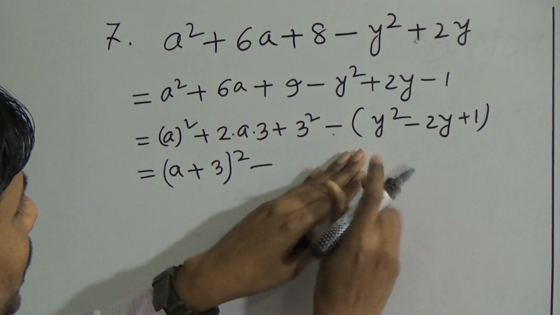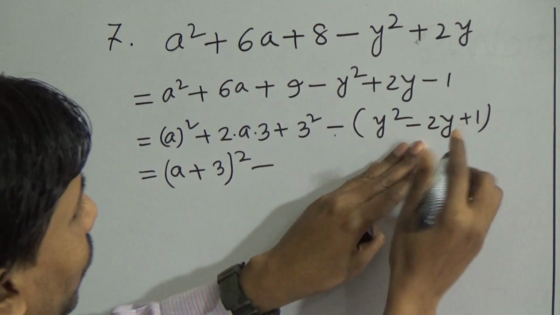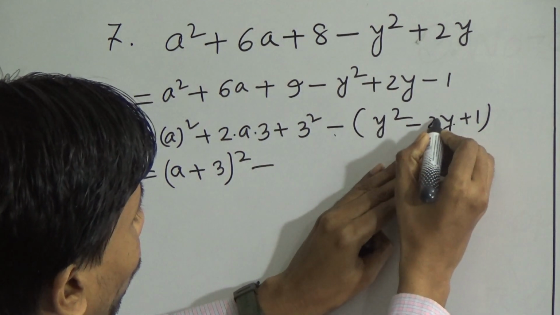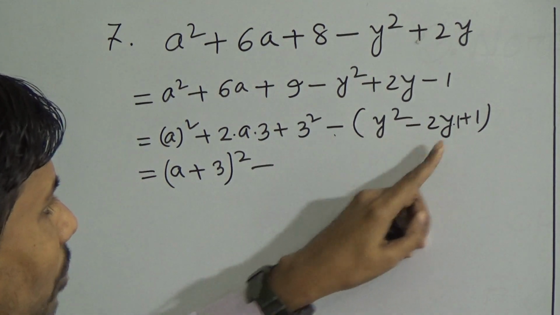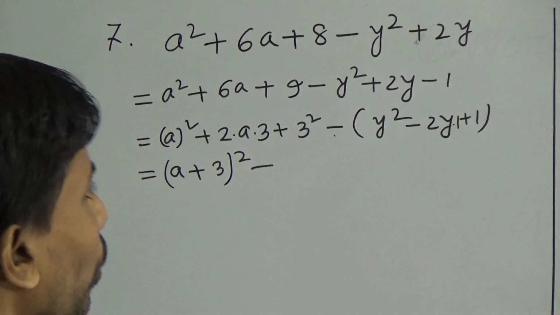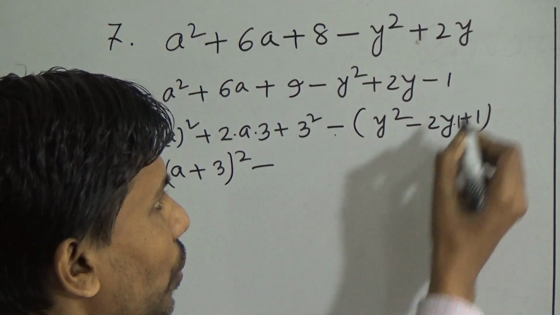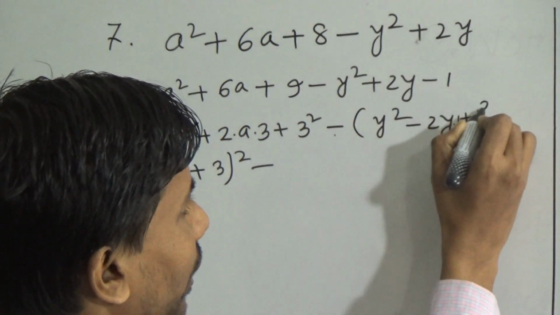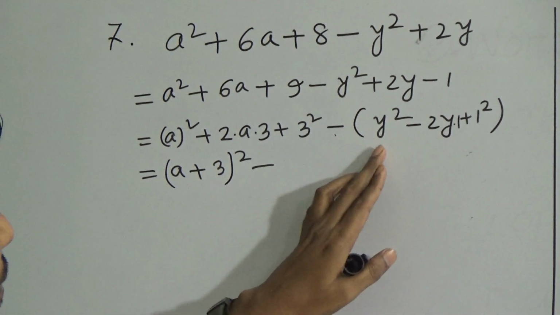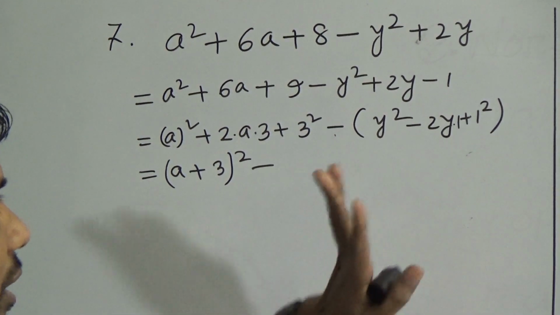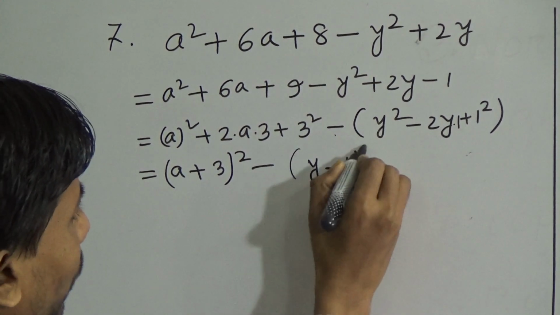And what is the formula? You see, y square minus twice ab plus 1. Look, we can write here 1 or y. Look, 2a means what? y. b means 1. Okay, look, the value of 1 square and 1 is the same, so we have to write here 1 square. Now see, this is the formula a square minus twice ab plus b square. Therefore we can write y minus 1 whole square.